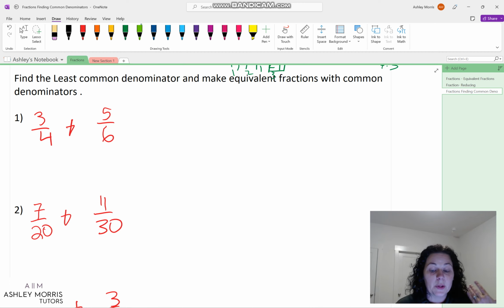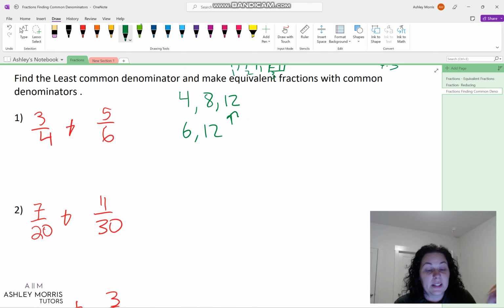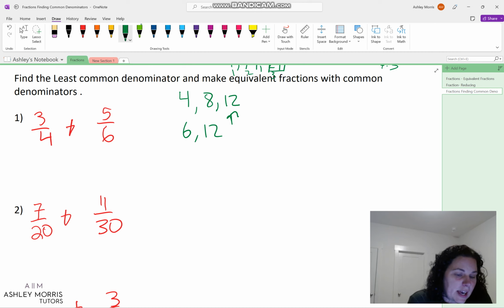The least common multiple is 12. So we've got 4, 8, and then 12. Oh, hey, look, 8. We can do 6 and then 12. So again, I'm listing them out. So to get 12, I had to do 4 times 3. Anything you do to the bottom, you gotta do it to the top. 2 times 6 will give me a 12. Do it to the top, I get 10.